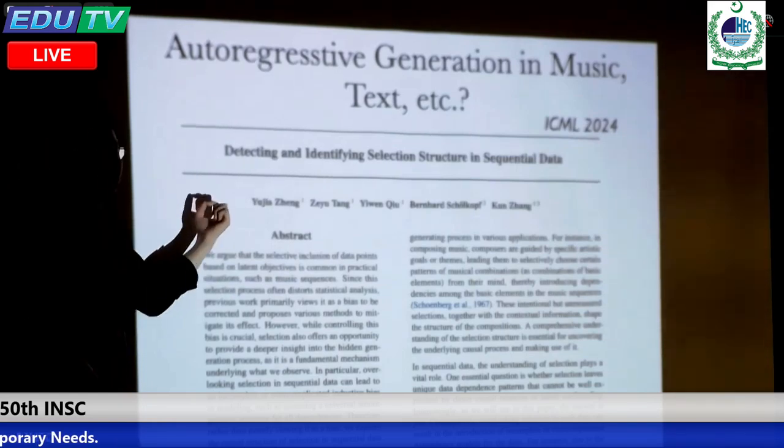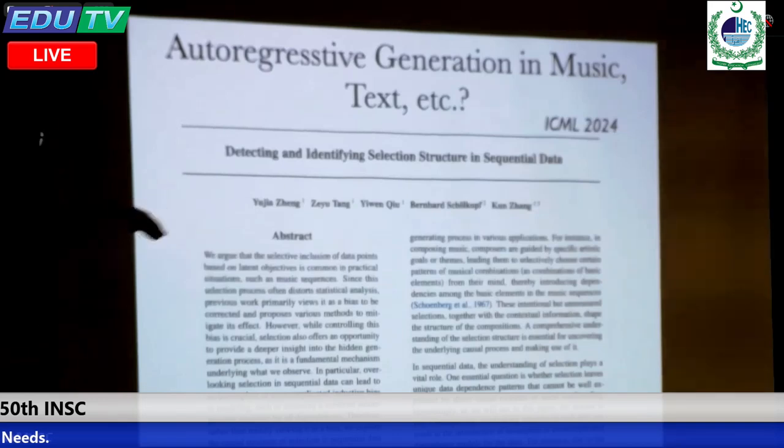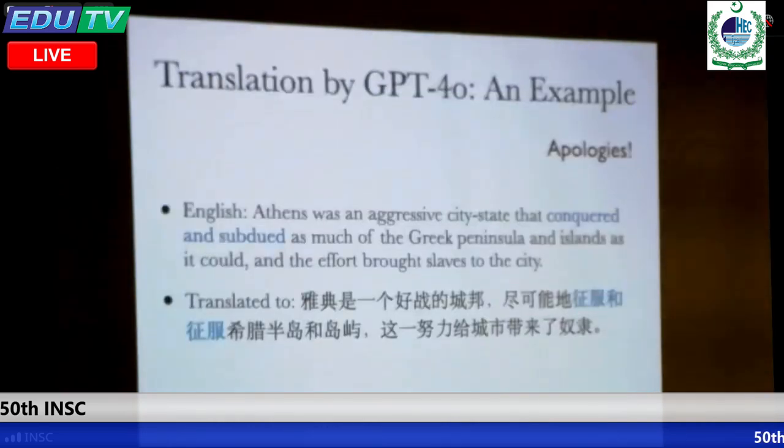Okay? But the first one does not cause the second one. Right? We verified that in music data, as you can see from this paper, music and the text are very similar. So in text, we also do something. Let me show one example to illustrate a big problem with autoregressive generation.